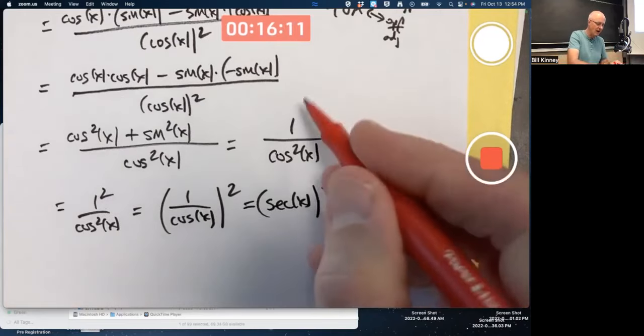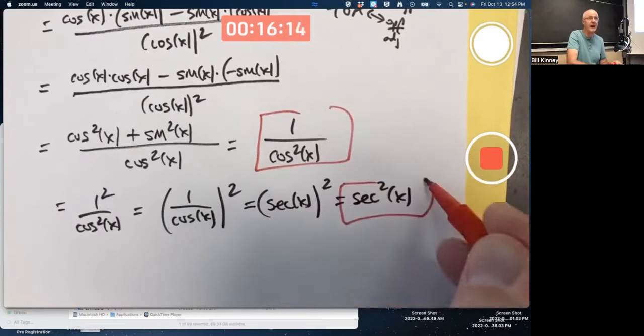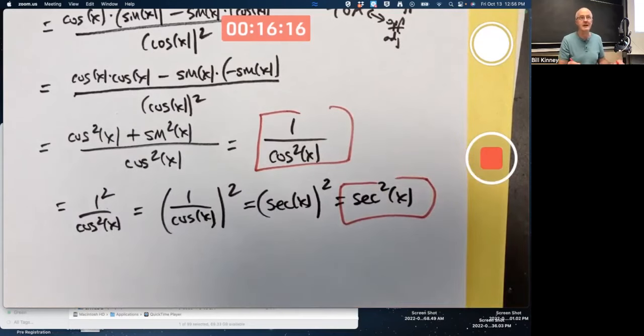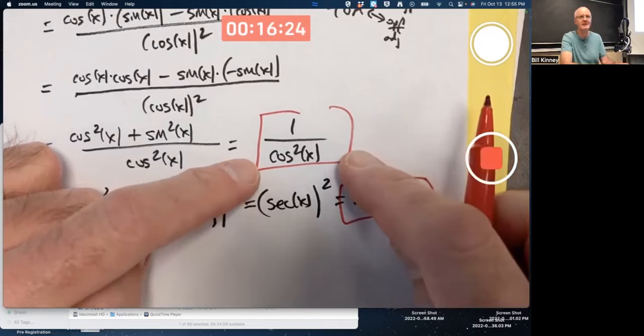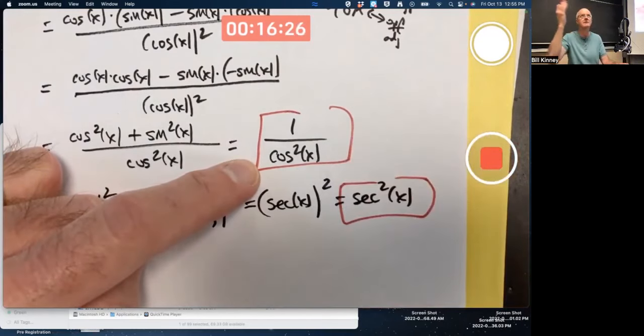But both of these are still relatively simple. They are equal to each other by the definition of secant, as long as you're not dividing by 0. Where might we be dividing by 0? We'd be dividing by 0 when cosine of x is 0, which is occurring where? Think about the unit circle definition.